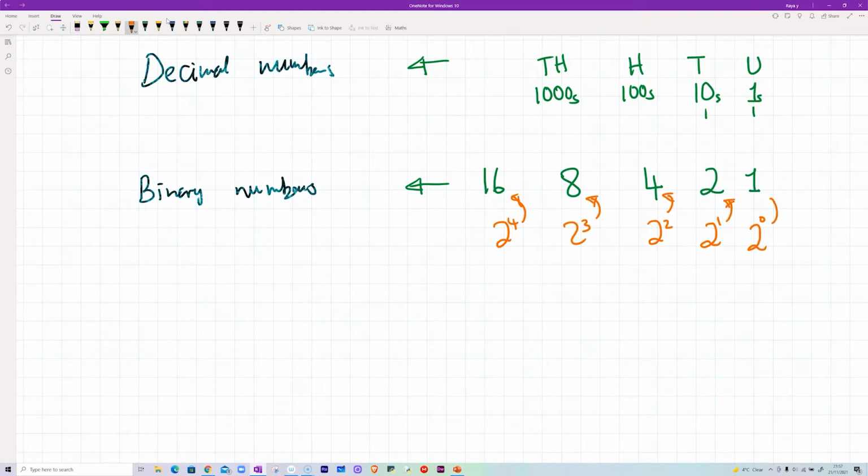Now remember, 2 to the power 0 is 1. Whereas for decimals, what did we have? We had them in powers of tens. So we had 10 to the power 0, and that gives you 1. 10 to the power 1, and that just gave you 10. 10 to the power of 2, and that gave you 100. 10 to the power of 3, and that gave you thousands. So instead of 1, 10, 100, 1,000, for binary, we have 1, 2, 4, 8, 16.